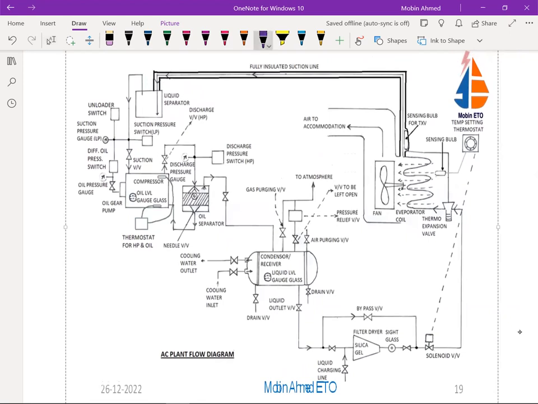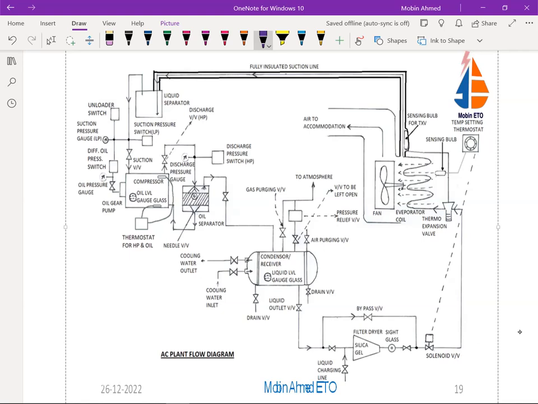I will teach you from the view of the electrical system, what all the cutouts are, and how they are working. I am going to touch on temperature and pressure, and on when the refrigerant changes from liquid to vapor. That I will be telling you. That is the flow diagram, but I will be teaching you all the things from the electrical point of view.